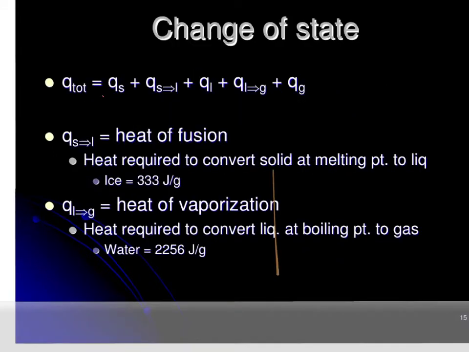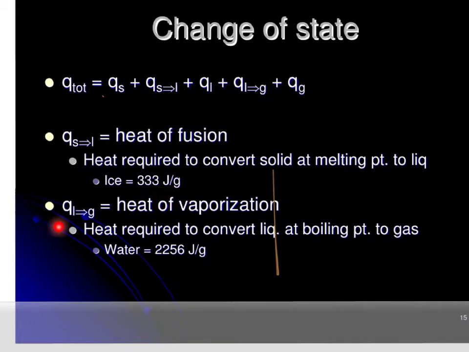So if I'm looking for the total heat gained or lost, Q total, that'll be the heat from a solid plus the solid to a liquid state, then the change in temperature for a liquid plus liquid to gas, and then finally the Q of the gas if it goes up in temperature. The heat required to change a solid to a liquid, which is the heat of fusion, is the heat required to convert solid at the melting point to liquid, which for ice is 333 joules per gram.